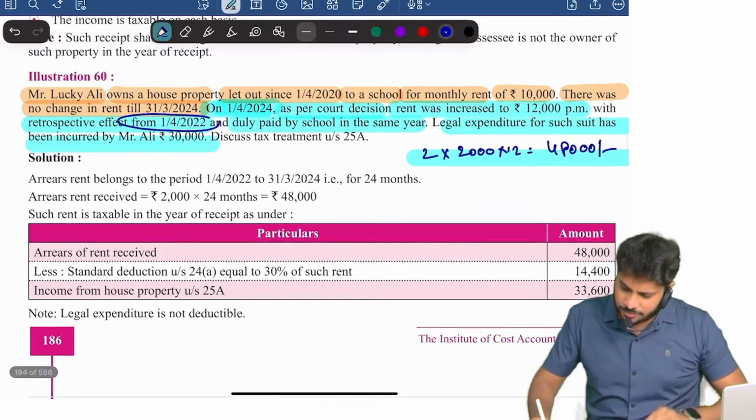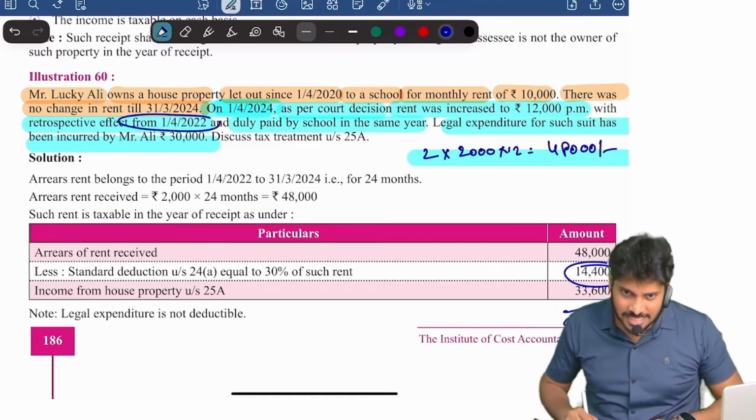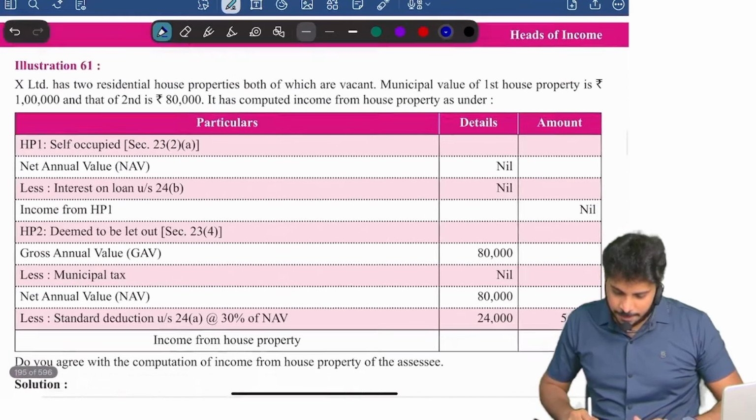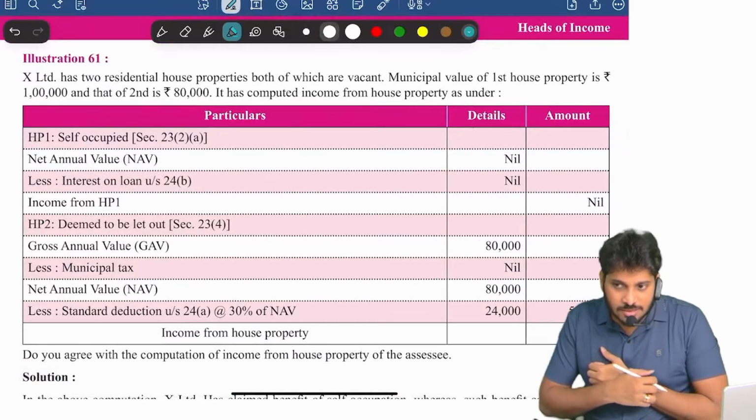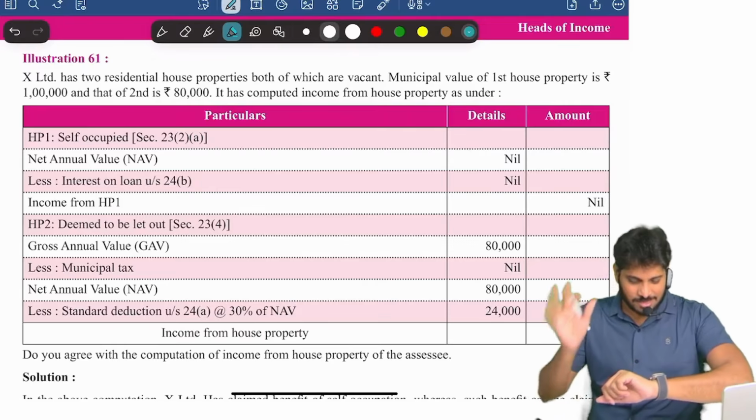Legal expenditure is 30,000. That and all doesn't matter. 48 minus flat 30%, balance is taxable. Easy or not? Next, still how many problems were there? 5 more. That's it. Okay, we'll finish.